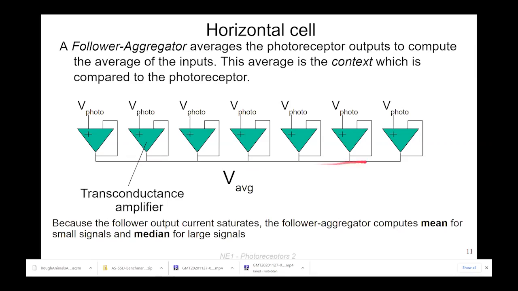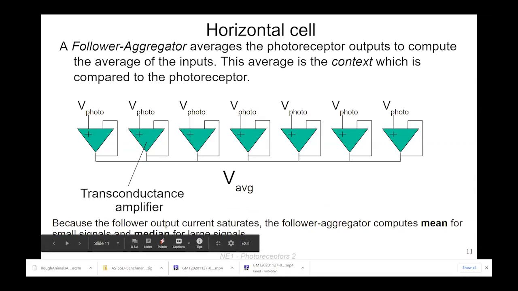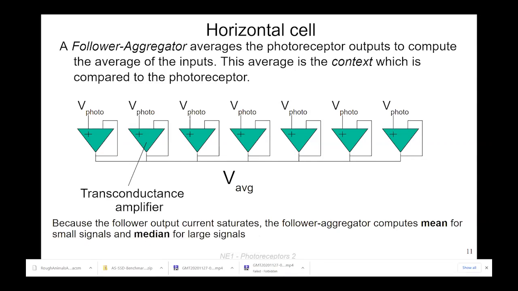Can you see why this computes the average of all these input voltages? It kind of makes sense, right? Basically, for each one of these, the input current is the difference between this and V average. If you write down the expression for that, you'll see that V average must be the average of the photoreceptor inputs if it's linear. Do you want me to do that calculation for you, or does it just make sense? It makes sense, but it would be better if we could also see the calculation itself. Okay, so let's just do it.